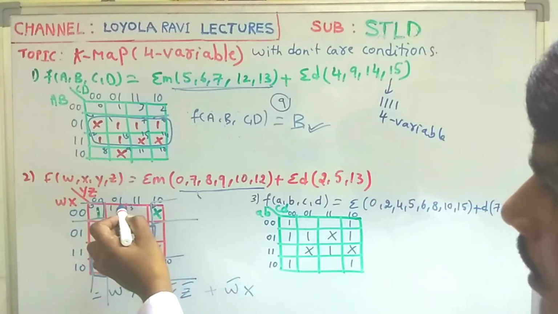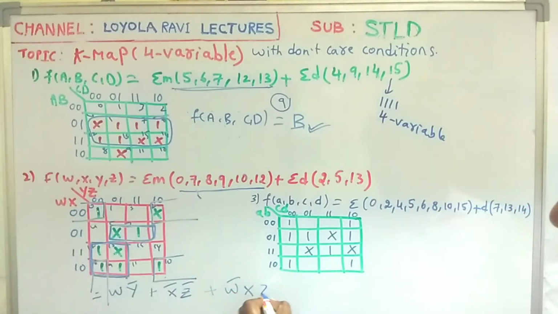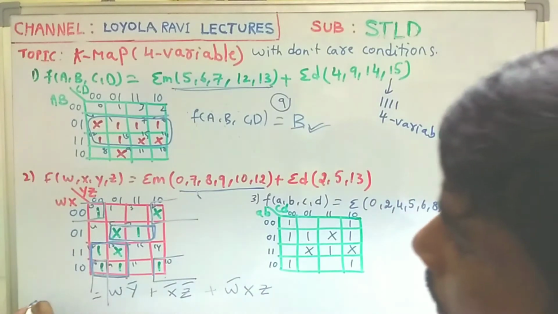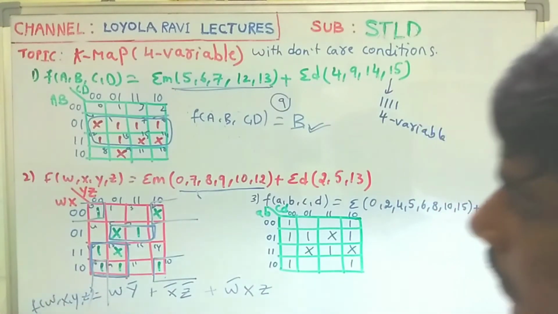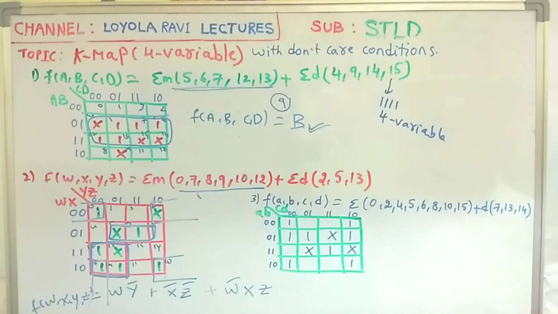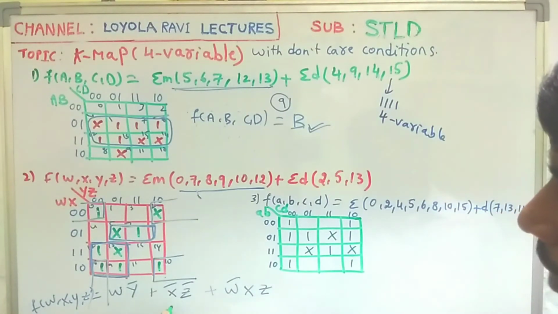0 1 1 1. What is the common term? 1. 1 belongs to z. So f of w comma x comma y comma z is equal to w bar x bar z bar plus w bar x z, w y bar plus x bar z bar plus w bar x z. Okay, this is a simplification.